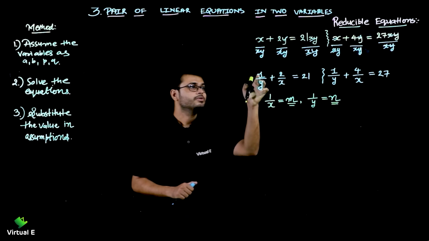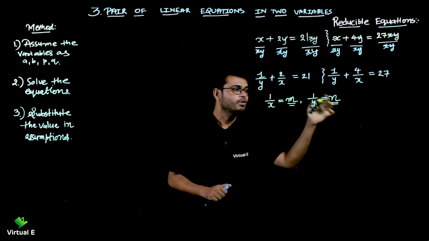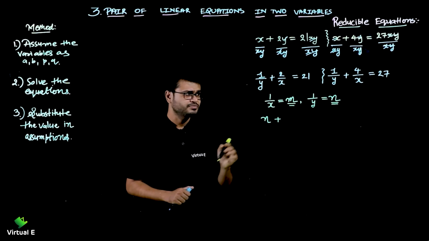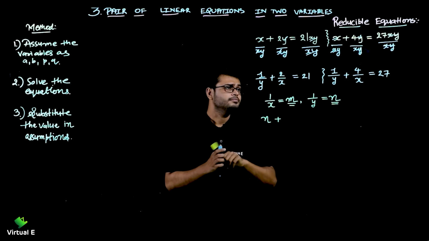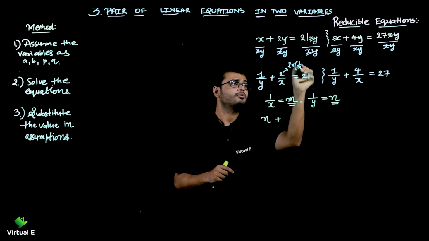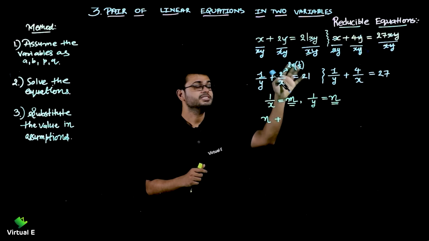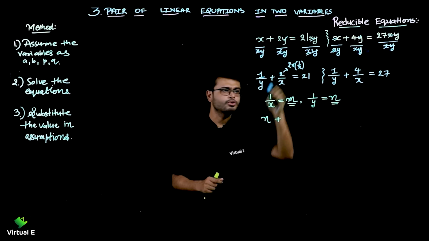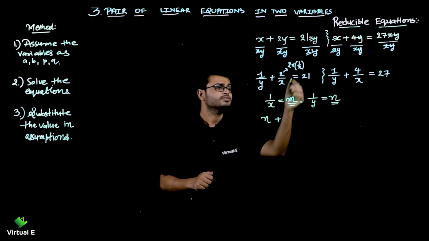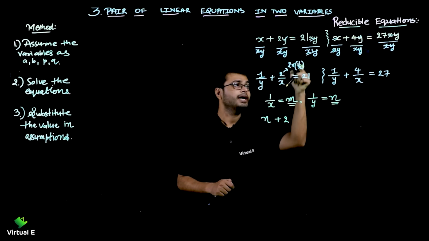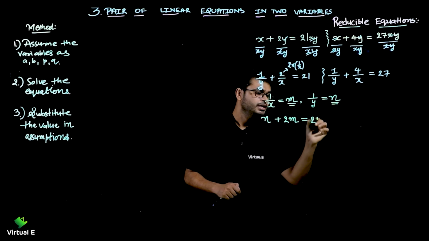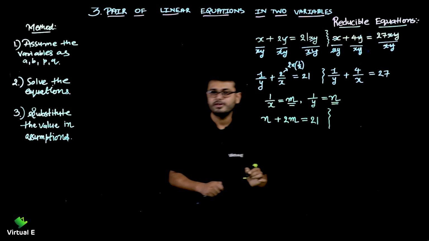Simple, right? In this equation, 1 upon y is there, so I will write n plus 2 upon x. Remember, you can write this form as 2 multiplied by 1 upon x. Both mean the same, but this is a simpler form than 2 over x. Now we know 1 upon x is m, so 2 as it is, and instead of 1 upon x I write m. So n plus 2m is equal to 21. This is my first equation.